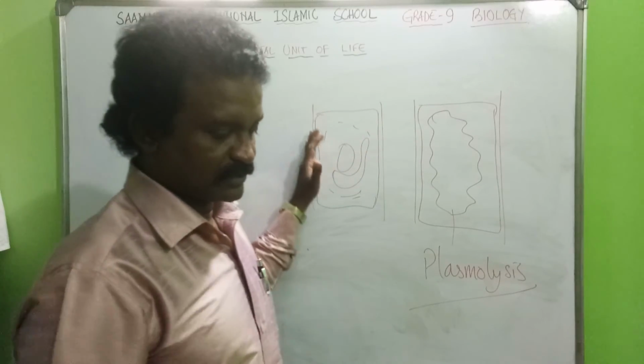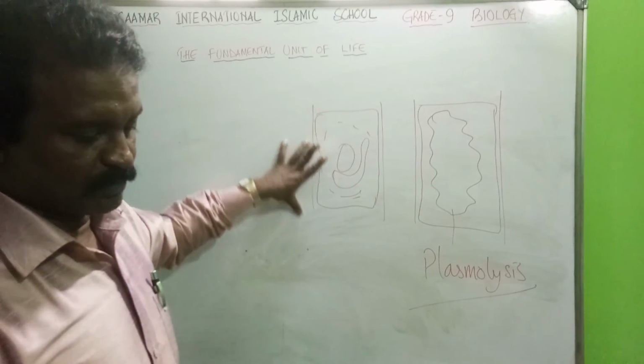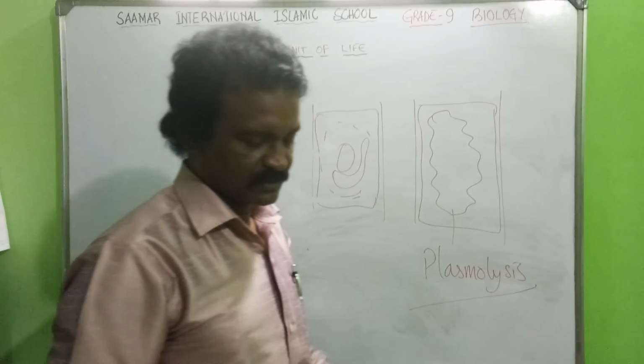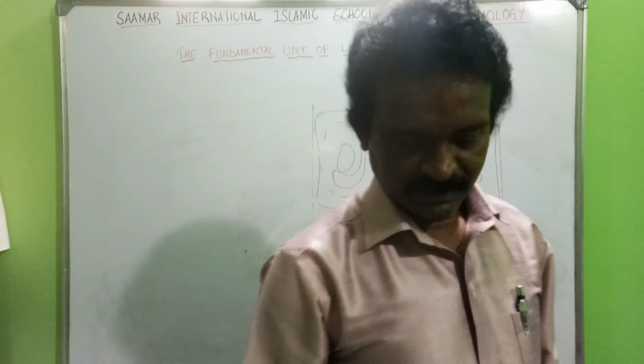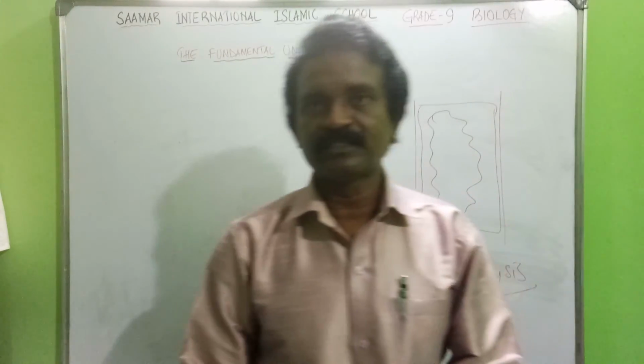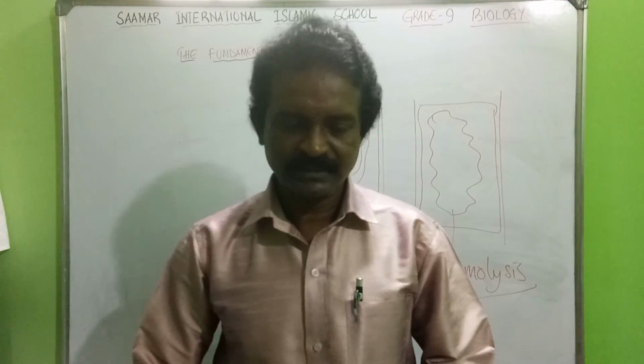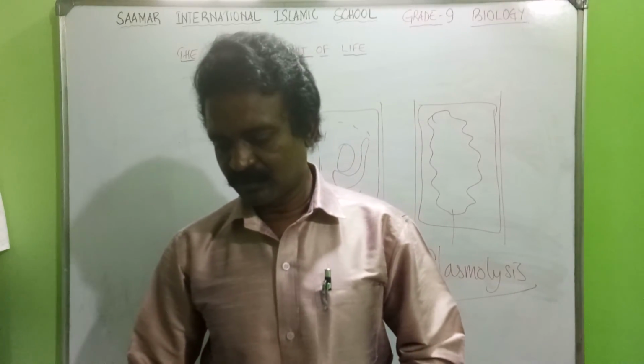Next class we will study in detail about cytoplasm, mitochondria, Golgi complex, endoplasmic reticulum, lysosomes and plastids, ribosomes and centrioles. All that we will study one by one in the next class. Is it clear? Now stay home, stay safe.